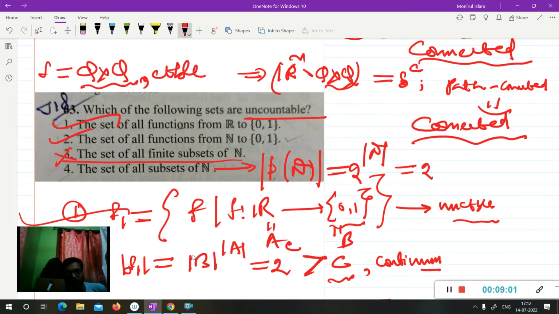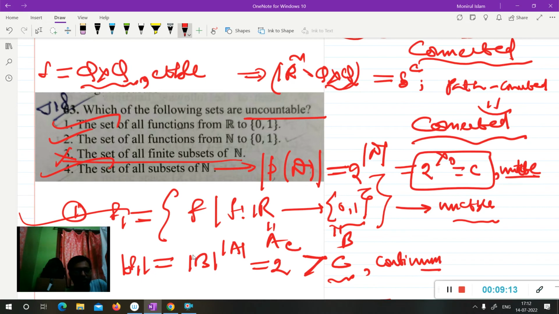Now cardinality of 2 power n means aleph naught, 2 power aleph naught means continuum C. So this is uncountable. Since it is uncountable, this is the correct option. So in this question the correct options are 1 to 4.